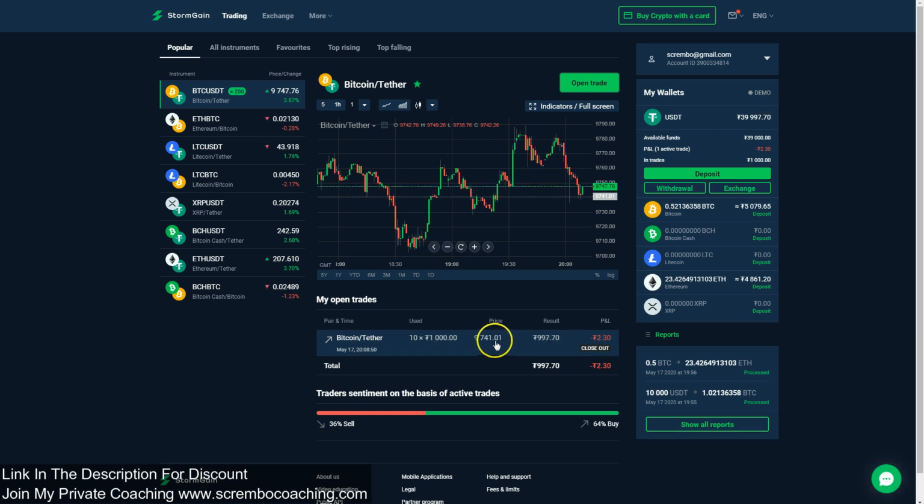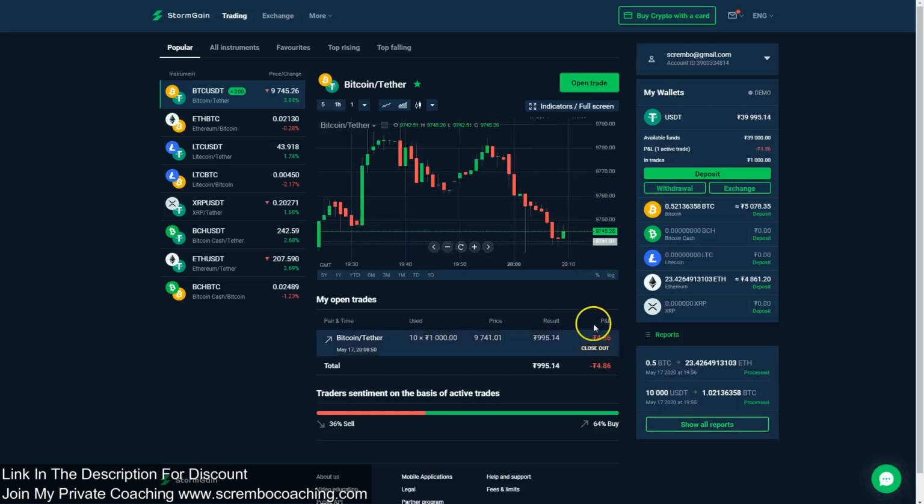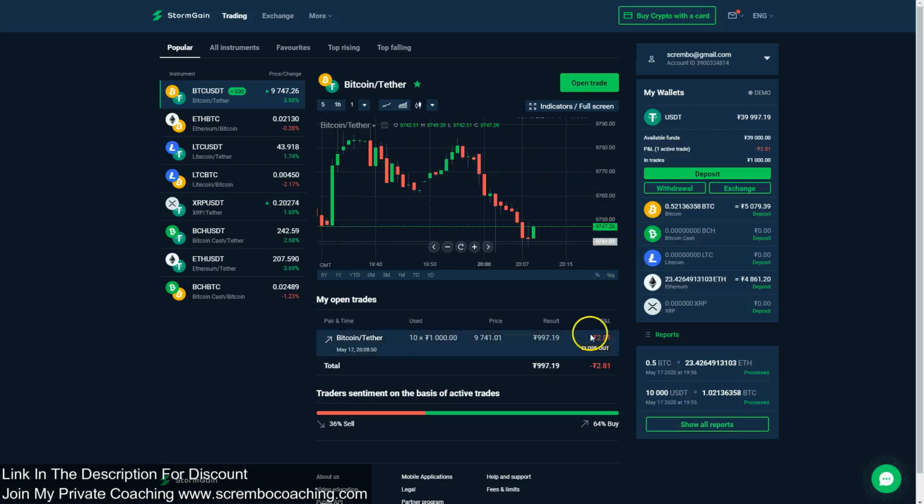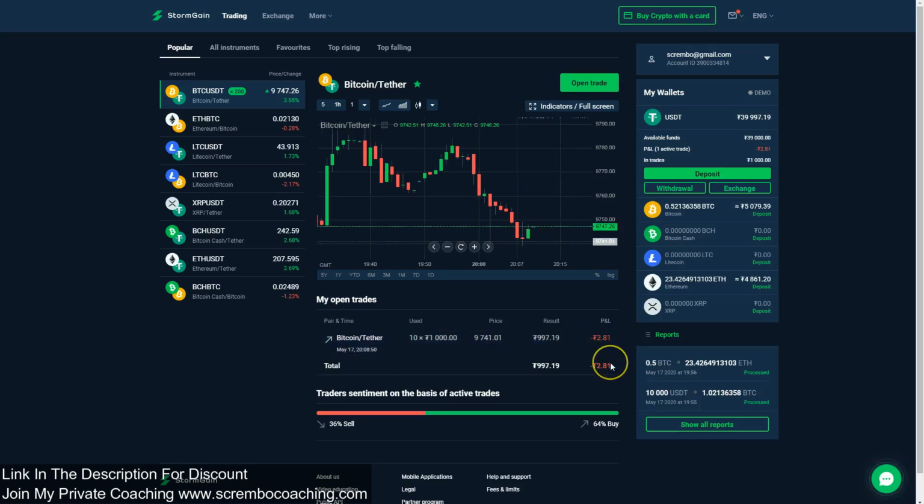The market is going up from the price we have entered. 9,741. It's 9,748. I'm going to zoom in more so you can see it better. Profit and loss is still on minus because we had fees of $9 worth or $7. That's still calculated into this, right? So right now you've got your trade open. All you have to do is wait for your position.